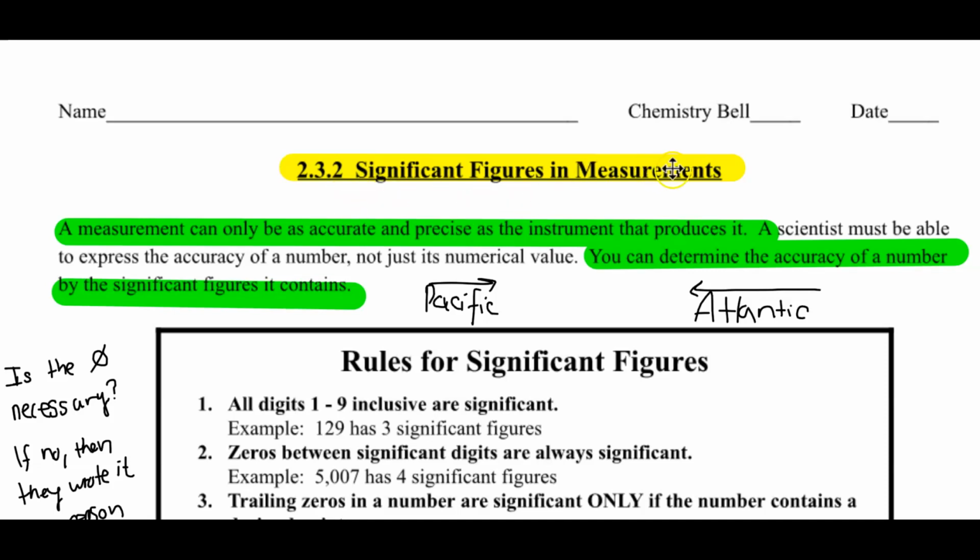We're going to be going over Chapter 2 Practice, pages 17, 18, and 19 today. It's all about significant figures in measurements. In chemistry, we also call these sig figs, to abbreviate.